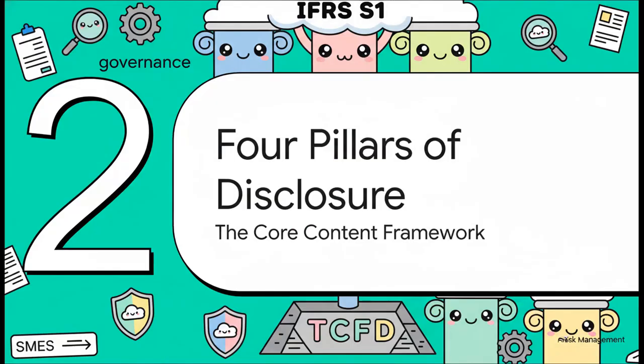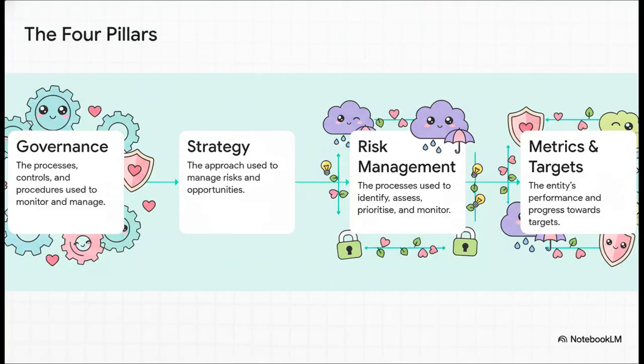So let's see how this all fits together. IFRS S1 is built on four core pillars, and these pillars provide the complete architecture for your disclosures. Now, if the structure looks familiar, that's because it's borrowed from the widely accepted TCFD framework. That's the Task Force on Climate-Related Financial Disclosures, which is great because it provides a familiar starting point for a lot of companies. So here they are, the four pillars, straight from paragraph 25 of the standard.